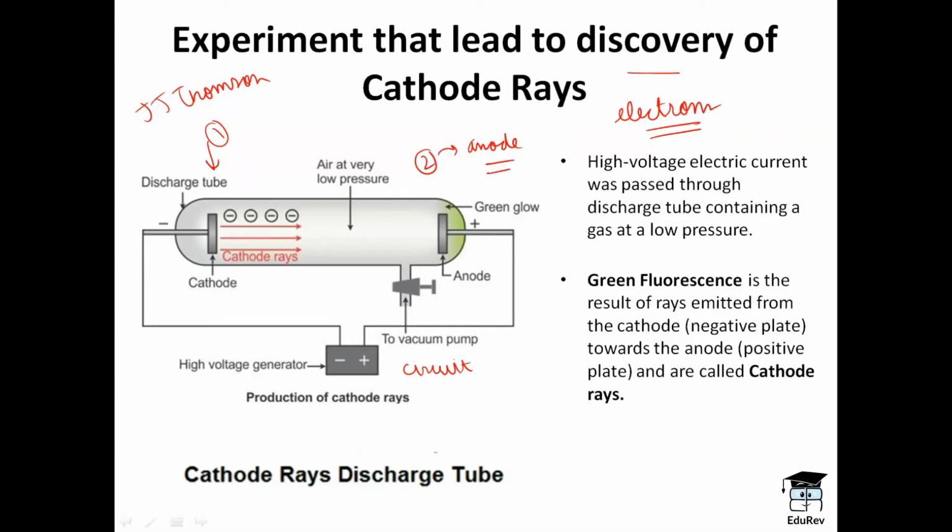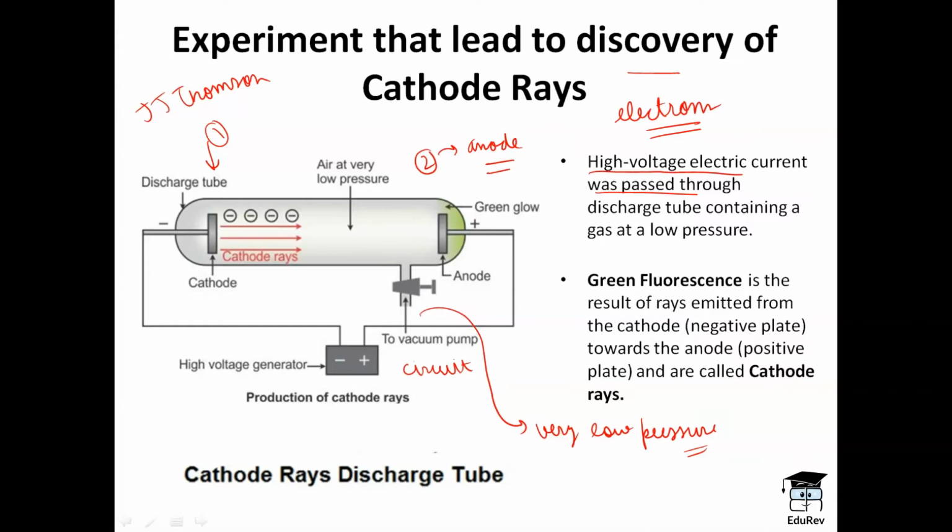This discharge tube is also connected to a vacuum pump. What is the role of this vacuum pump? The role of this vacuum pump was to maintain a very low air pressure. So a high voltage electric current was passed through this discharge tube containing a gas at a low pressure.